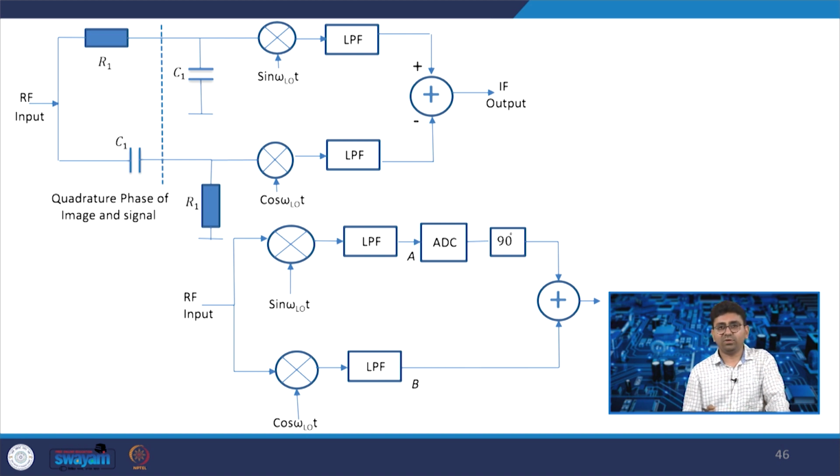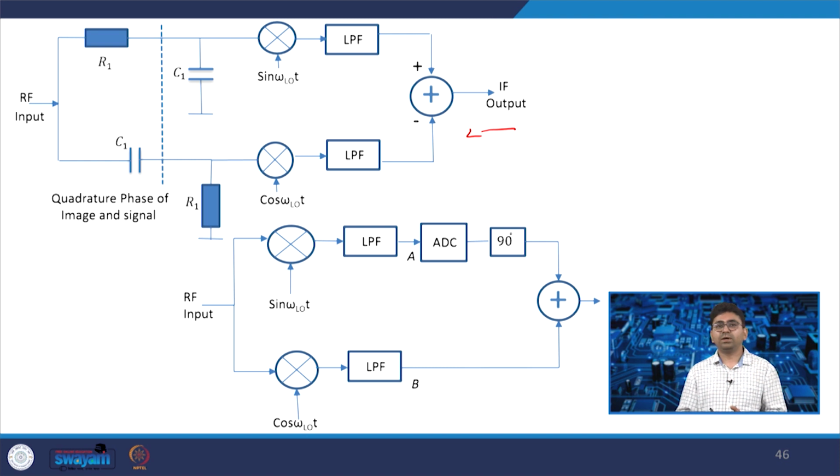Then you can use this kind of architecture where you convert the RF signal to 0 and 90, and then apply sin omega_LO t or cos omega_LO t, and this is how you can do the image rejection. There is another way also, which is the simplest way.